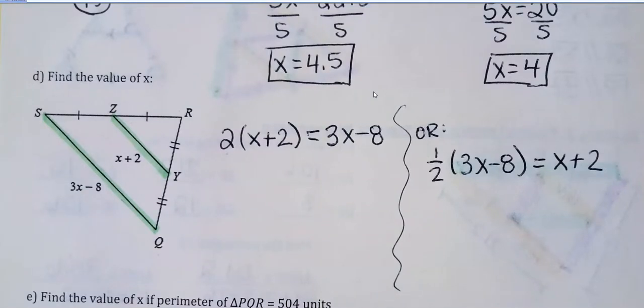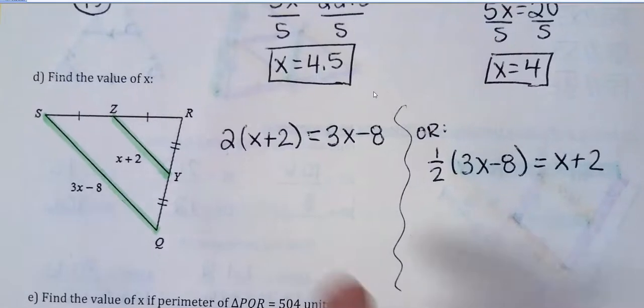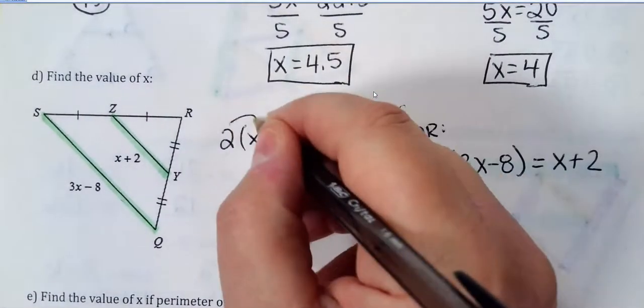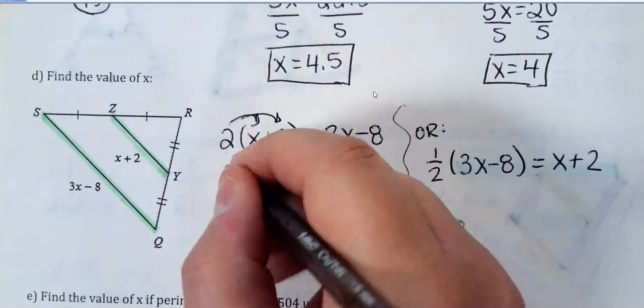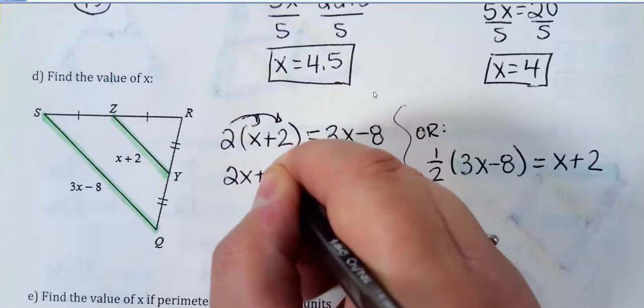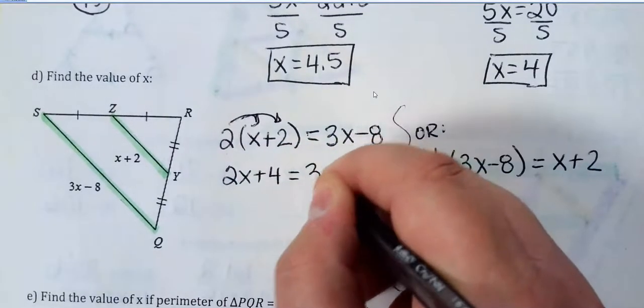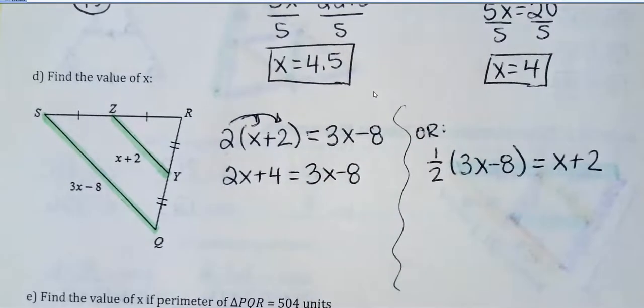What I would do if you get a problem like this is take the mid segment and multiply that by 2, because then you just multiply the two terms by 2. It'll be a little bit easier to work with. Set it equal to the side it's parallel to. Both of these would give you the same answer. I just think this one is a little bit less work. So this would be just 2x plus 4, just a little distributive property, and then 3x minus 8. However you guys want to do it.